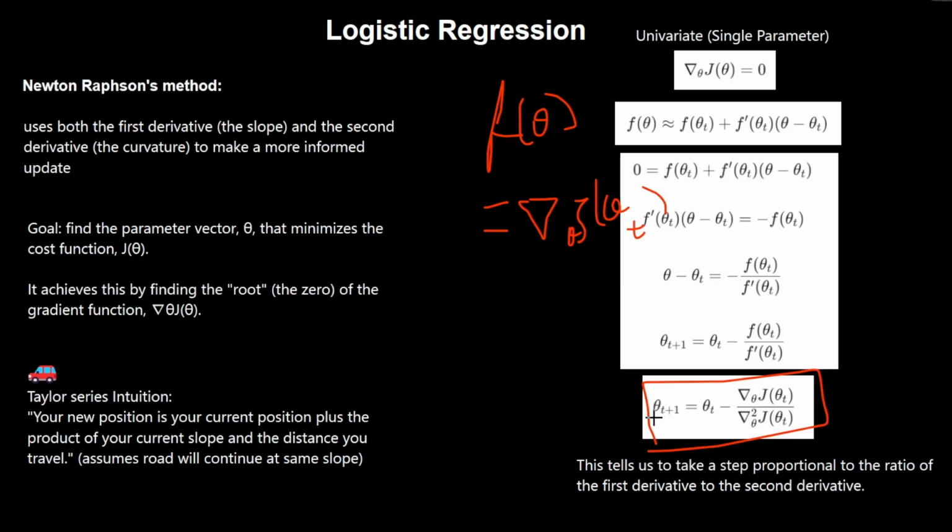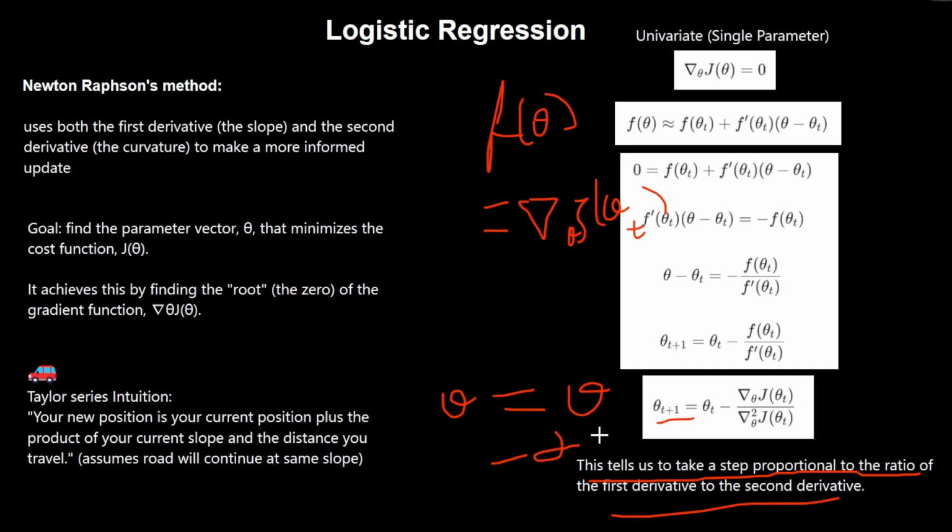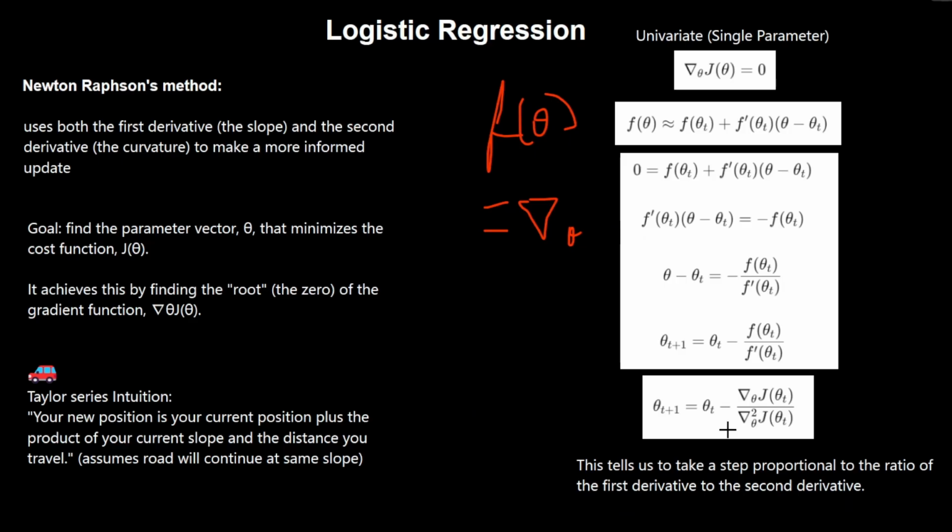So the new parameter is the old parameter minus the ratio of the first derivative to the second derivative. So it tells us to take a step proportional to the ratio of the first derivative to the second derivative. Like in gradient descent, we had the new parameter as the old parameter minus alpha times the gradient. We have this formula here. This is the update rule when we have a single parameter.